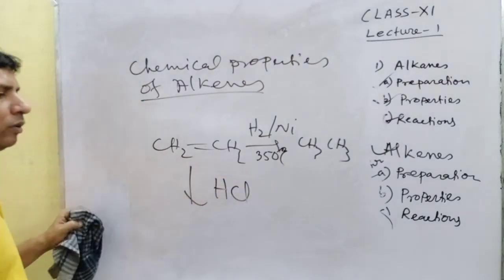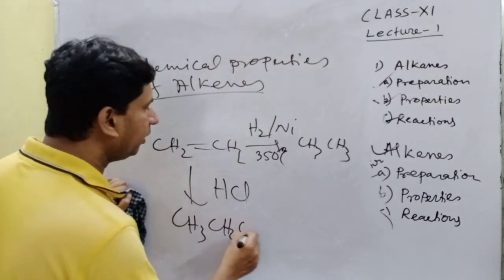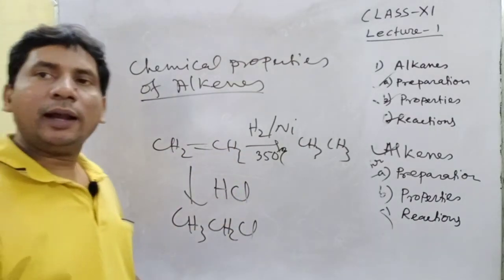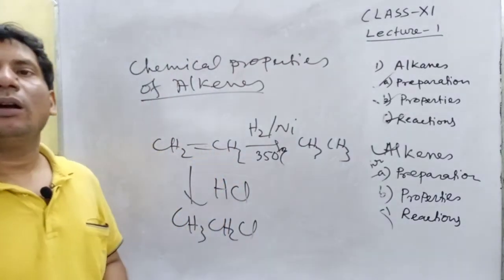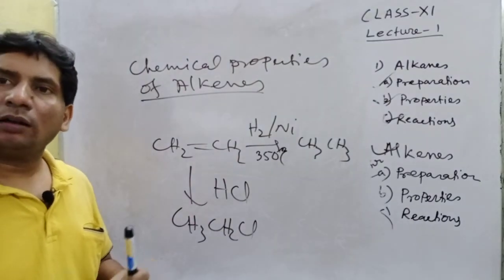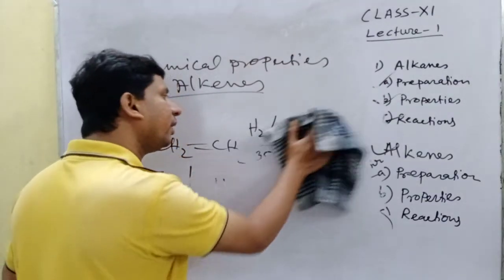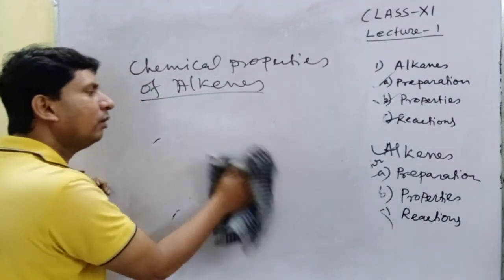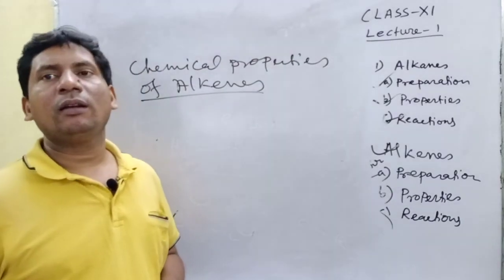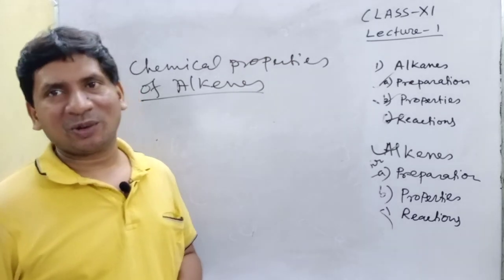If it is a polar compound, then we can get CH3 CH2Cl. So H and Cl are added here, and there are many other additions like hydrogenation or hydration. We can also use a hydration reaction. Hydration means addition of water, no problem. It is done in presence of dilute sulfuric acid, not concentrated.